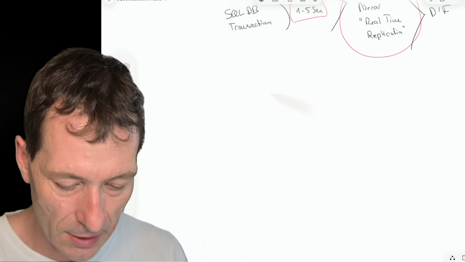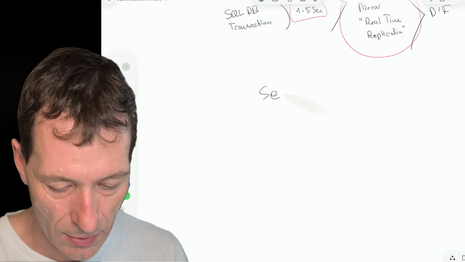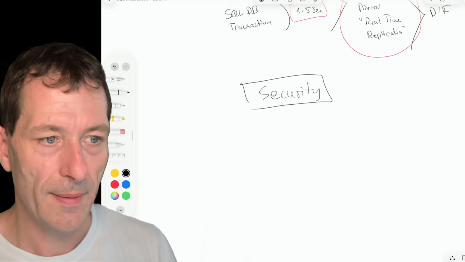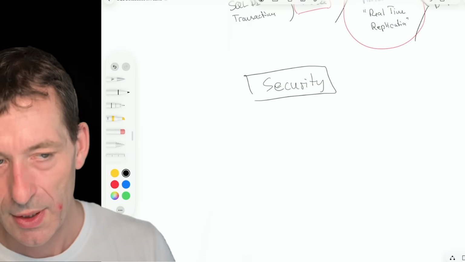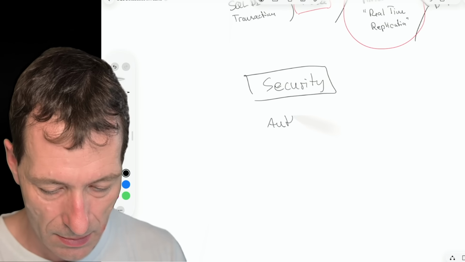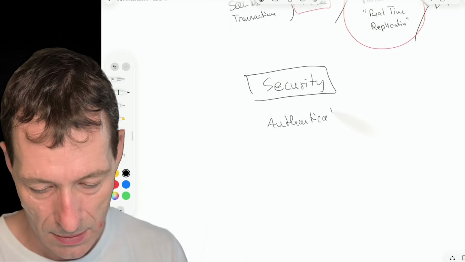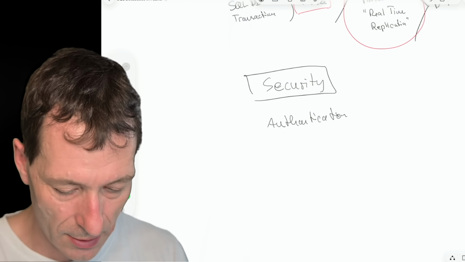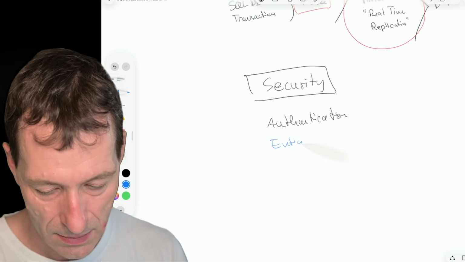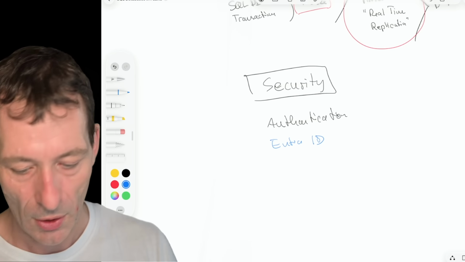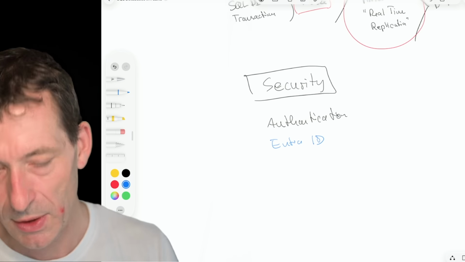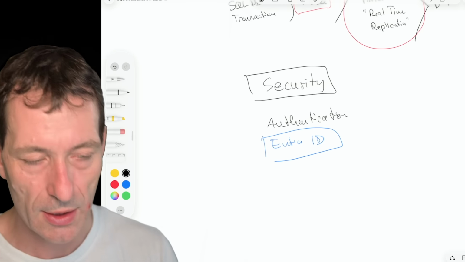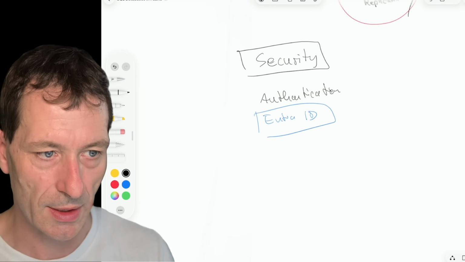So how is this stuff integrated into security, you might ask? So let's talk a little bit about security. Well, for authentication, we have only Entra ID. And of course, managed identity. But managed identity is also an Entra ID. So only Entra ID authentication is possible in Fabric SQL database.